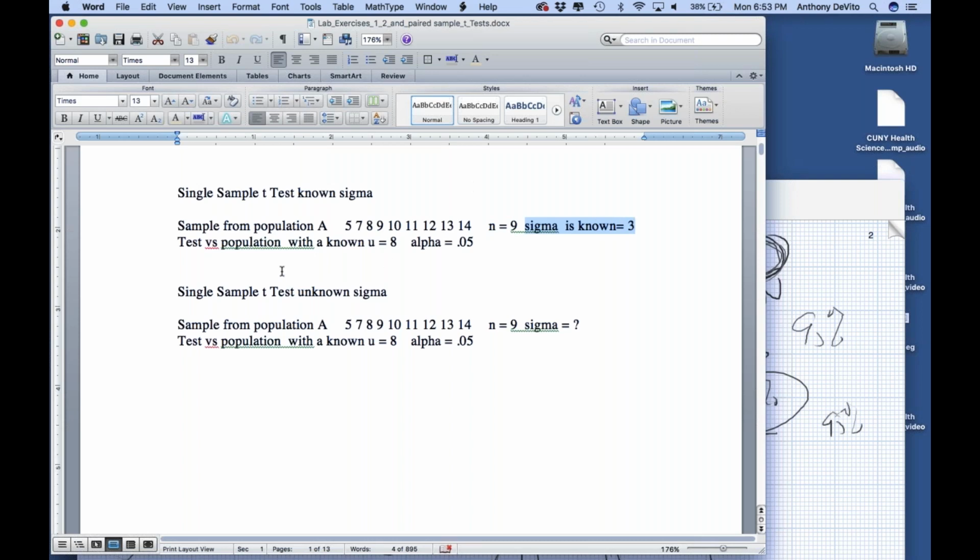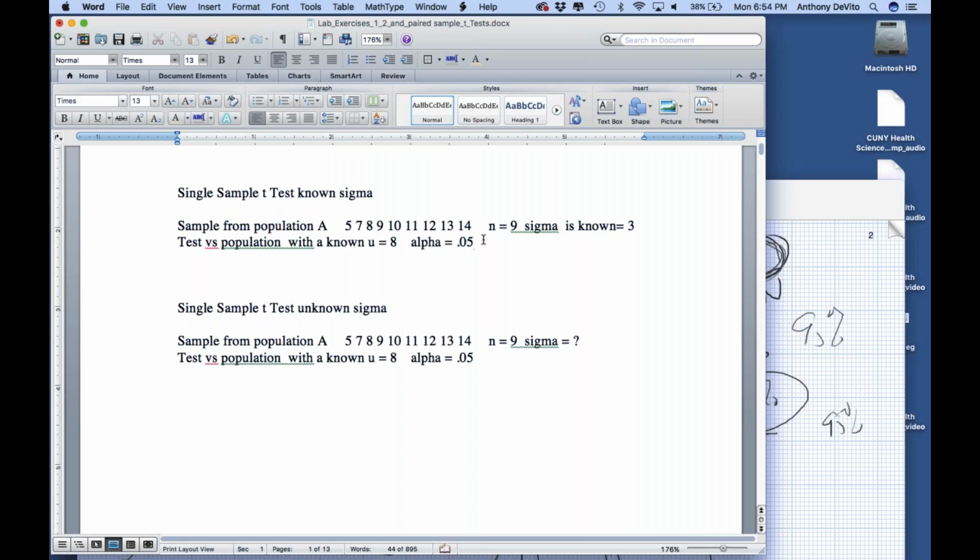So now I'm going to test that and see if it's the same or different from another population where I know that the true population mean is equal to 8. And the level of error that I'm willing to risk is 5%. Type 1 error, or alpha, is going to be 0.05.